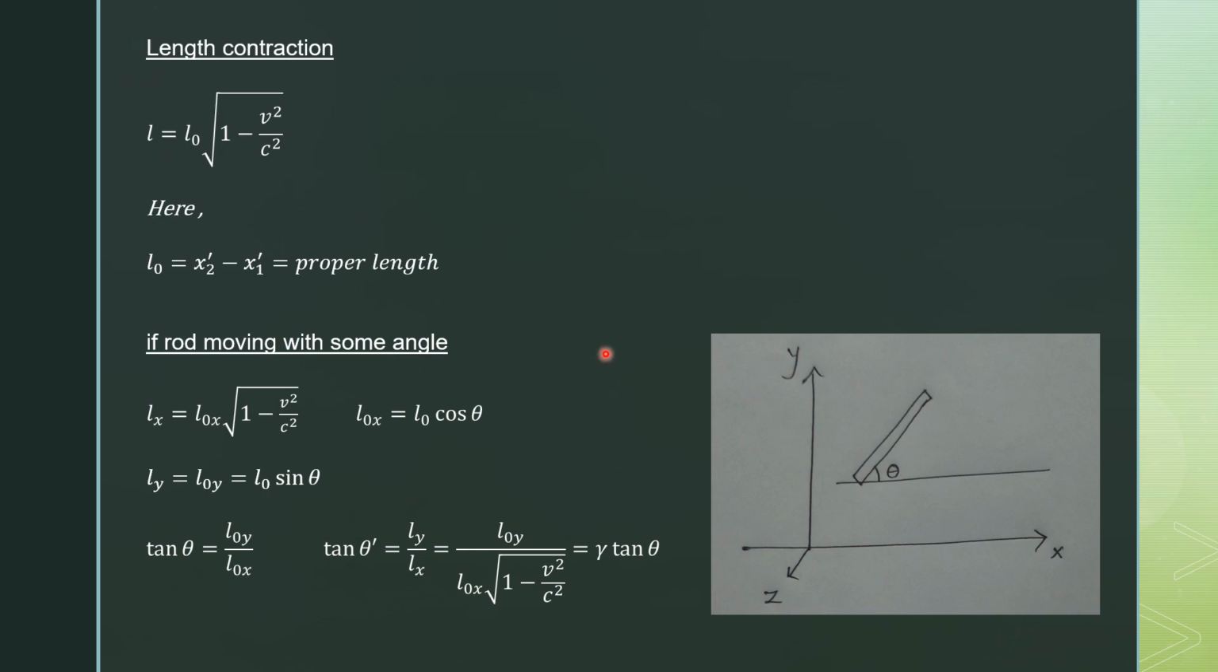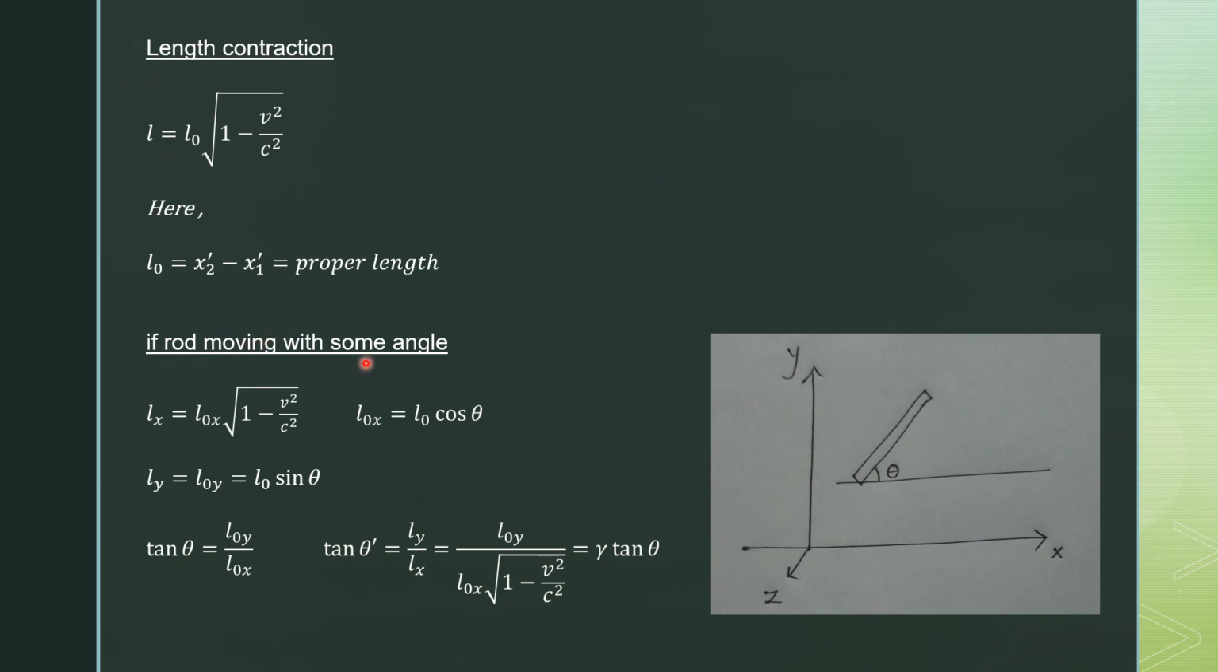Then here is our length contraction. Here L is equal to L naught root over of 1 minus v square by c square. Here L naught is equal to x2' minus x1', that is the proper length.